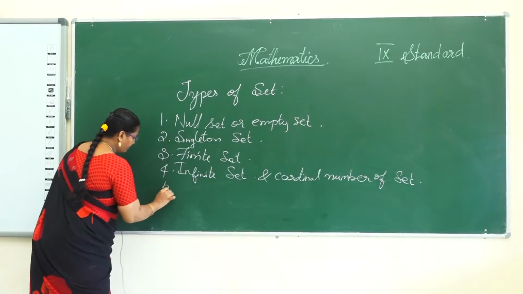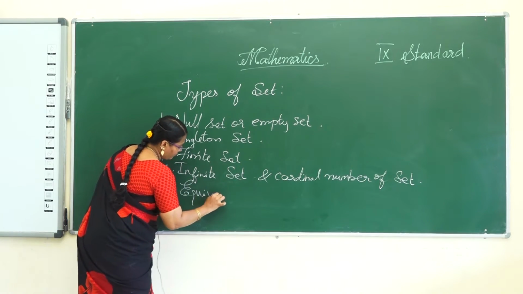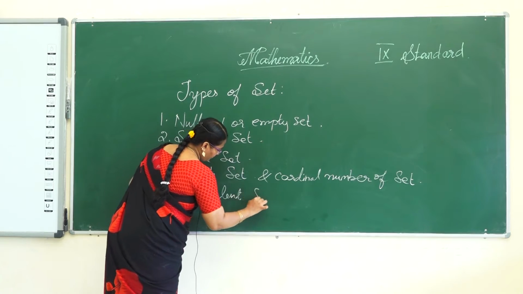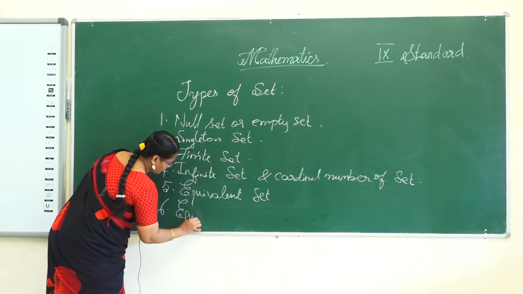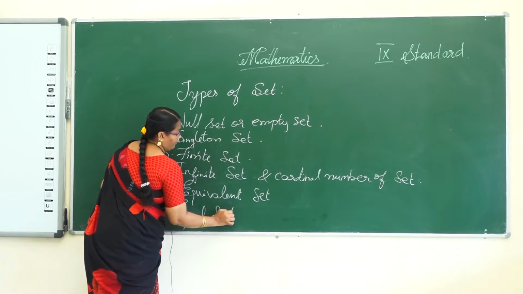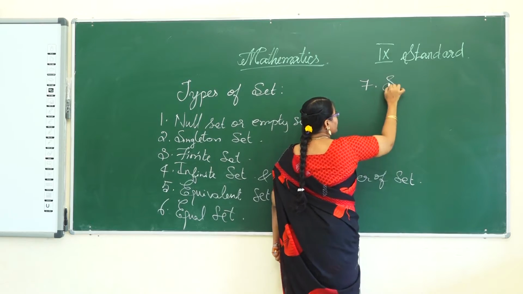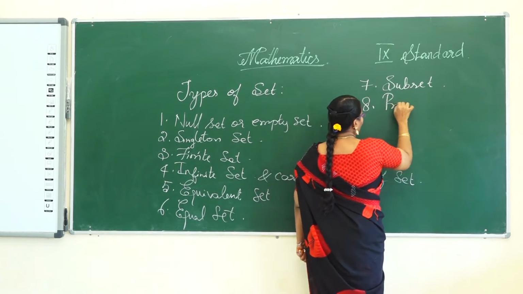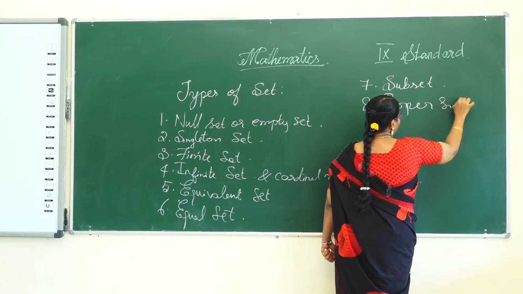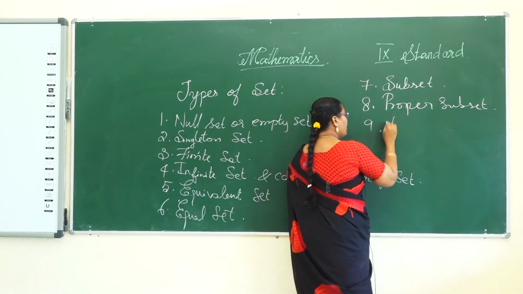And fifth one, equivalent sets. And sixth one, equal set. And seventh one, subset. And eighth one, proper subset. And final one, power set.